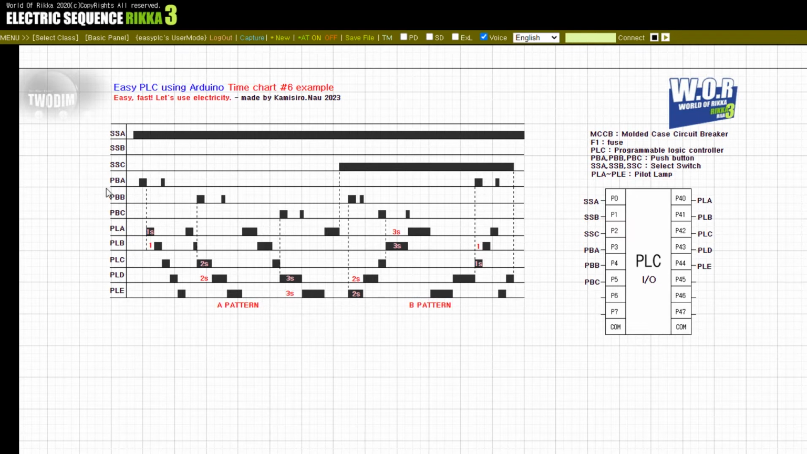This will be an example of a time chart that is divided into pattern A and B operations according to the selector switch SSC input state. Now, let's see if it works like the time chart shown on the screen by connecting the Arduino PLC. If you understand the time chart, you can easily understand the operation configuration of each lamp. Start the motion test.